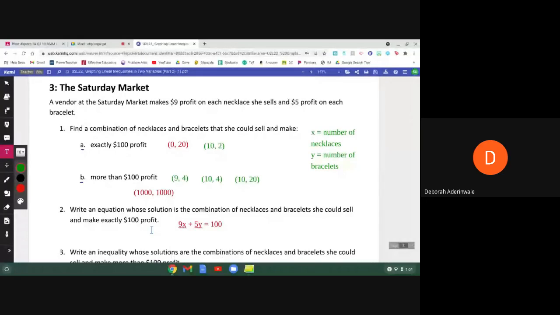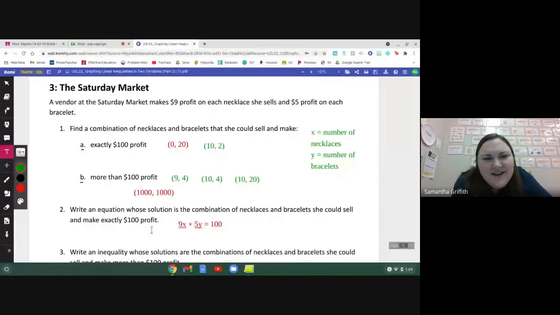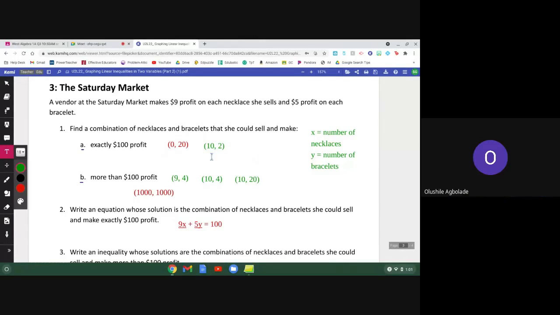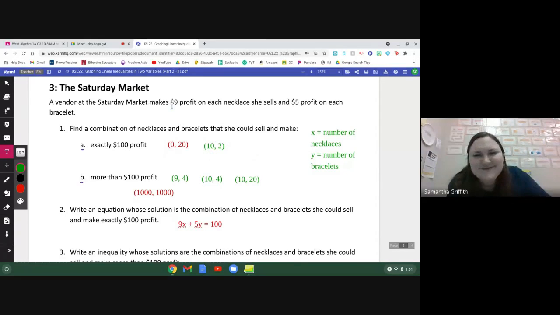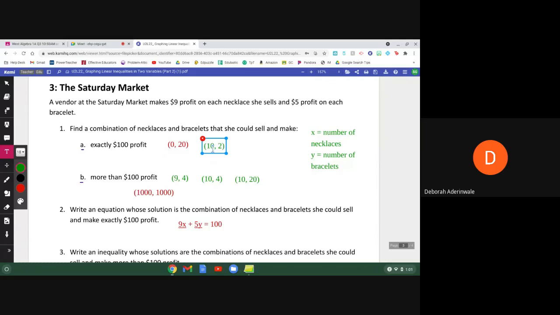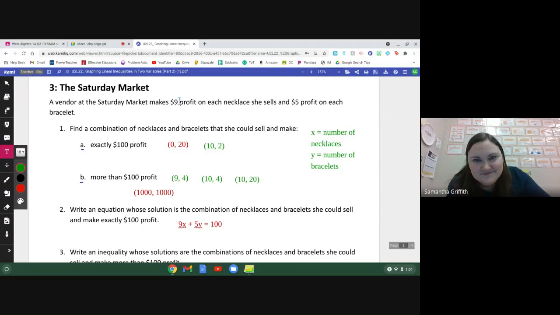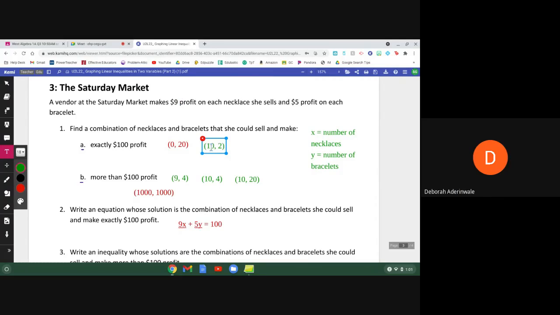Pause real quick for me. When we were trying to find pairs of numbers that equaled exactly 100, why, for example, was 10 and 2 a solution? What math did you do? 10 times 9 is 90. We multiply the price of the necklace by the number of necklaces sold. Then we'll also add the price of the bracelet times the number of bracelets sold. So that gives us 100.